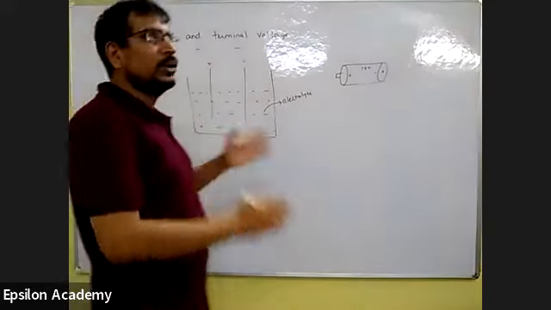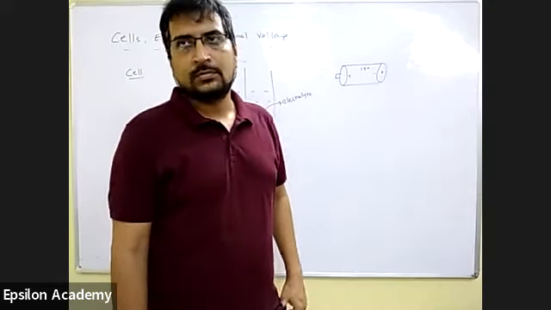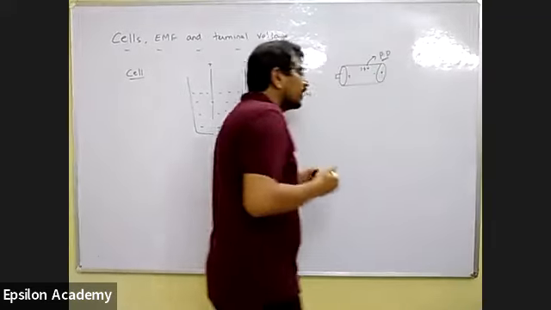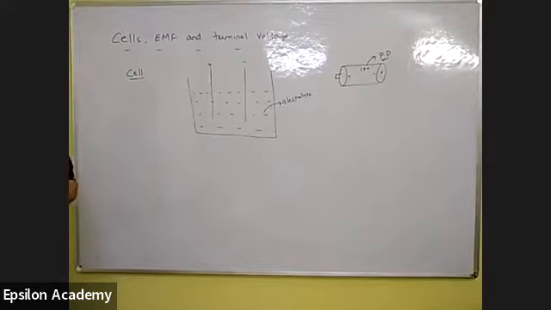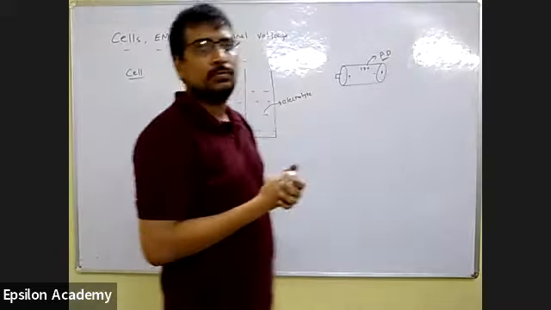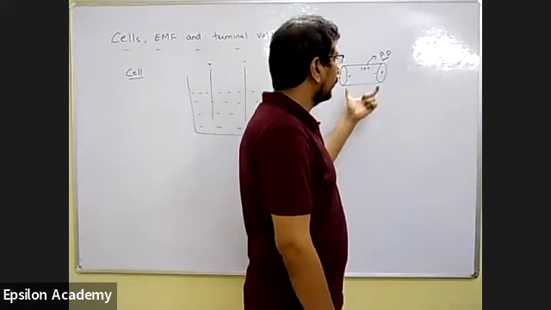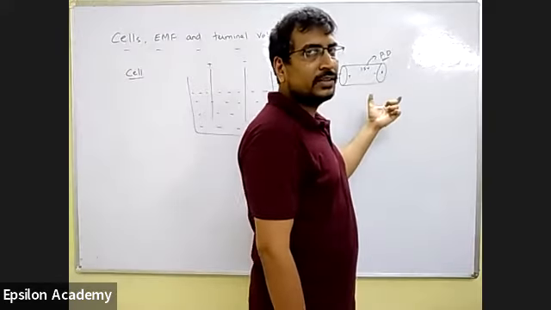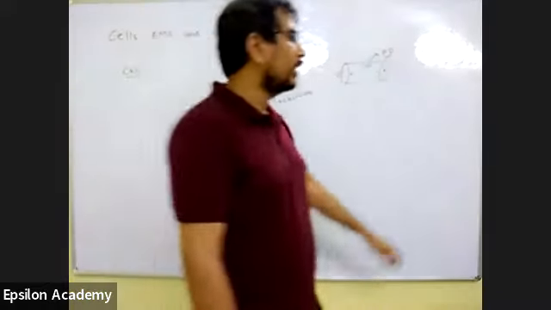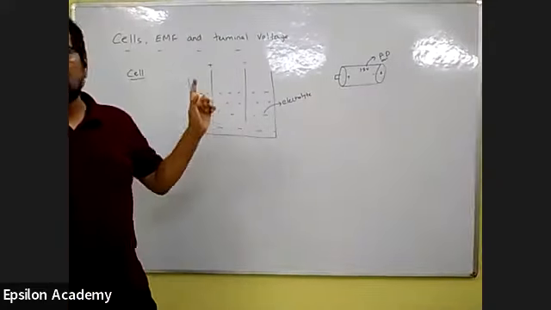Let's say it's a 1.5 volt AA battery. What does that 1.5 volt mean according to us? Whenever we say volt, the thing that comes to our mind is potential, right? Potential is there. Potential is between whom? Between the positive and the negative terminal. Now the question is: when you buy it from the shop, are you connecting this battery across any device?